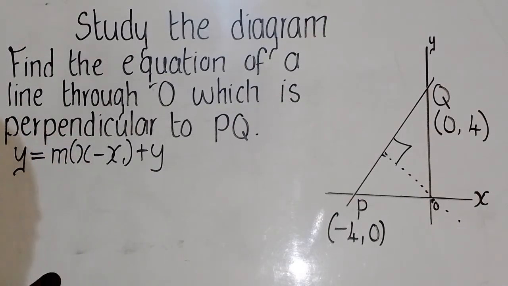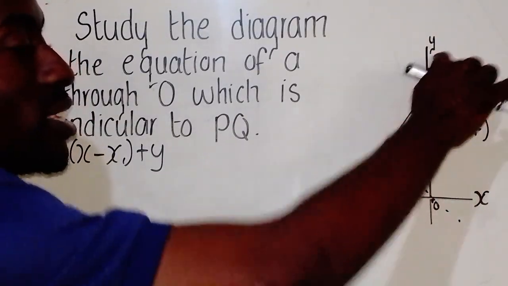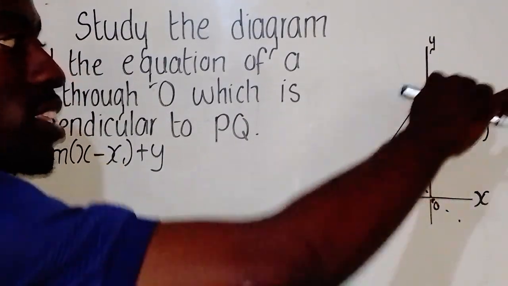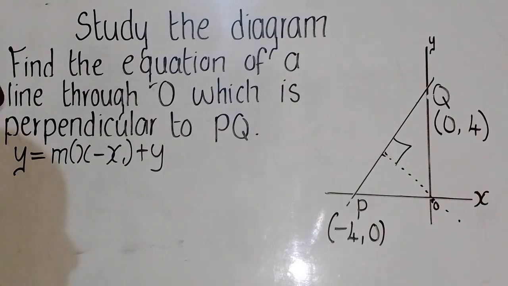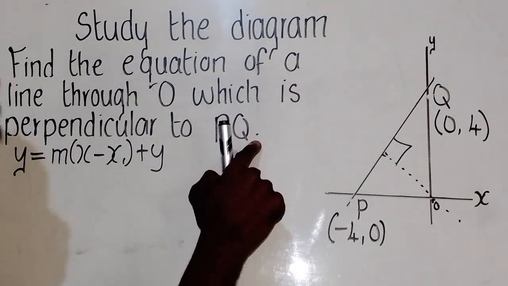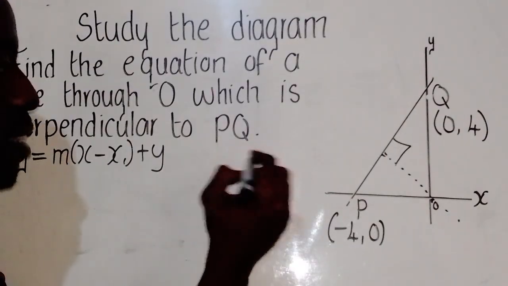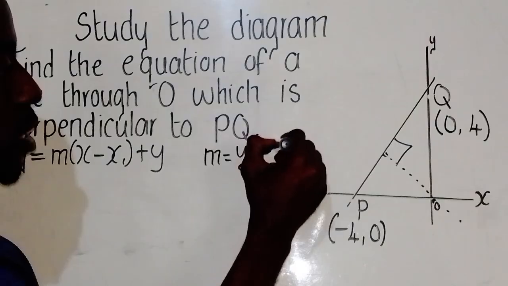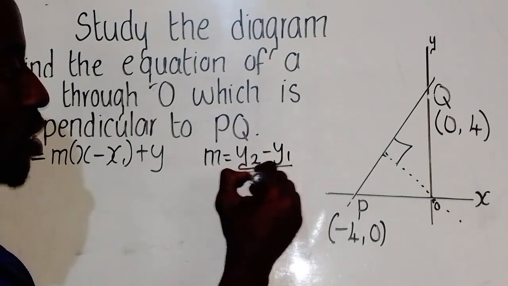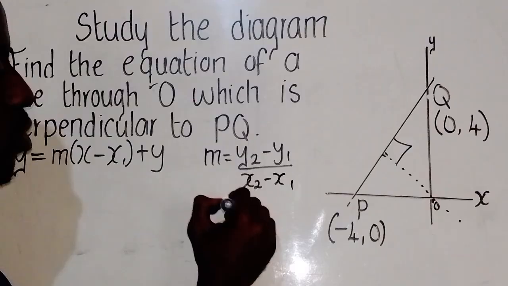So now, the first step is we need to find the gradient for the line PQ, this line. Not for this one, no, for this one first. So what is the formula for the gradient for PQ? They have said PQ, so the gradient is given by this formula. You say m is equal to y2 minus y1 over x2 minus x1.